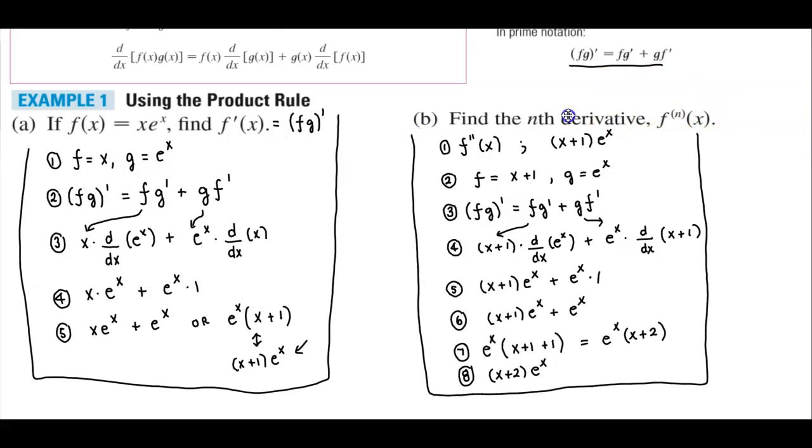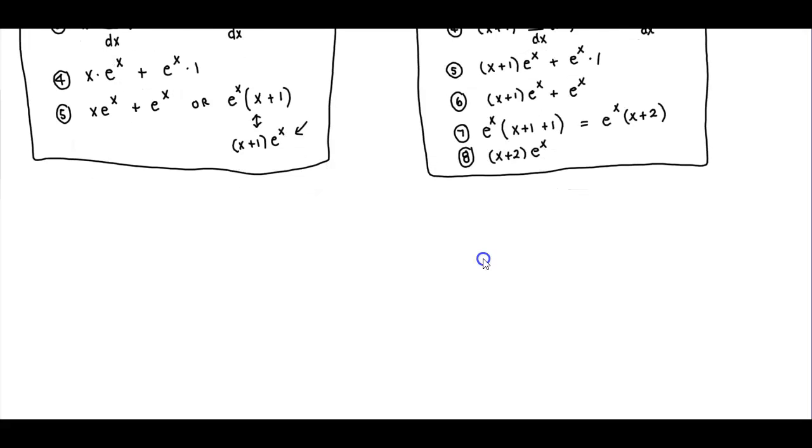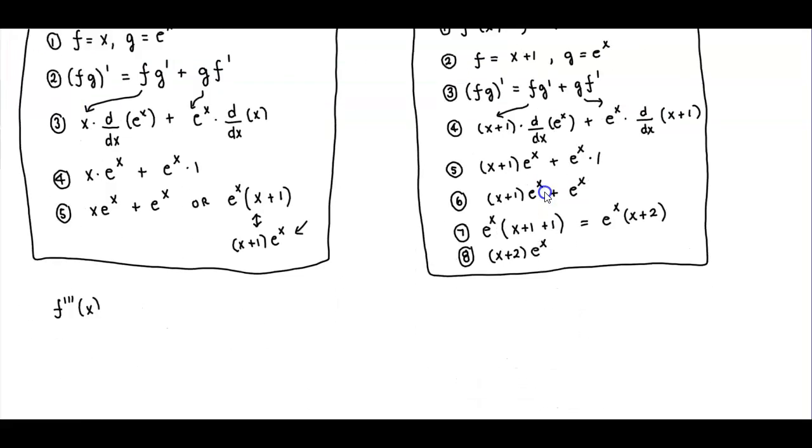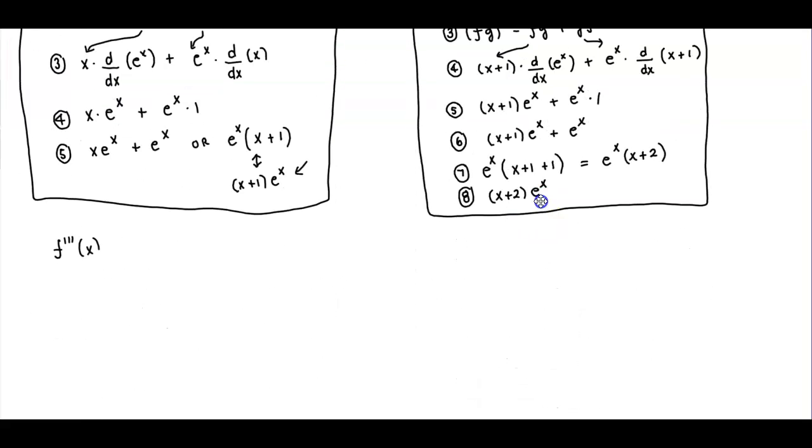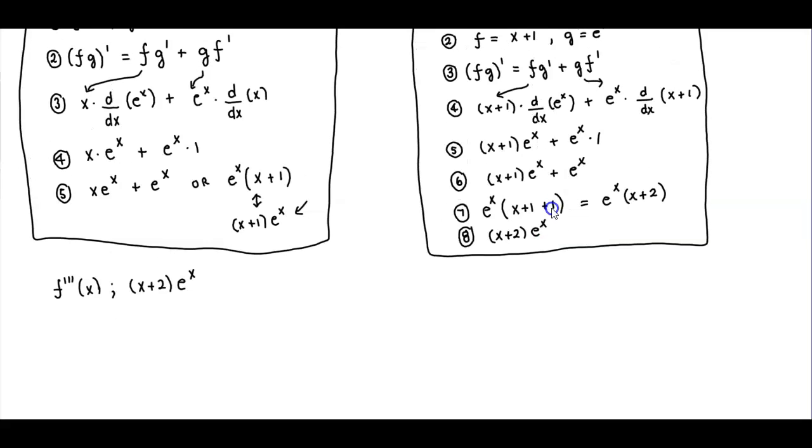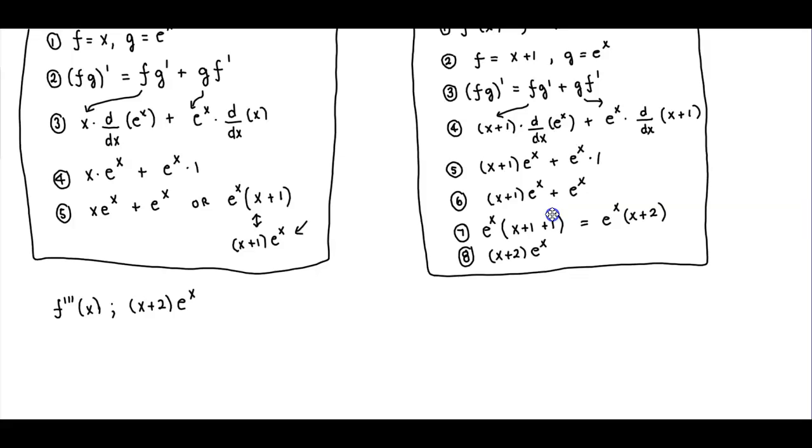Okay, now in order to find the nth derivative, let's check and see what happens with the third and the fourth derivative. So, next thing here, let's find the third derivative. If we want to find the third derivative, then we're using the function that we just found, and that function is x plus 2 times e to the x. This is what we're looking for, the third derivative.